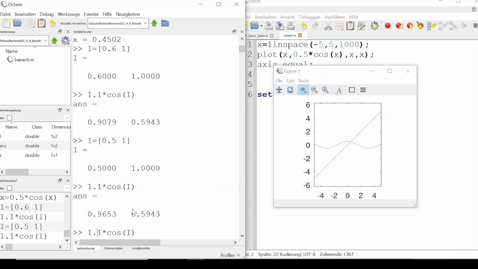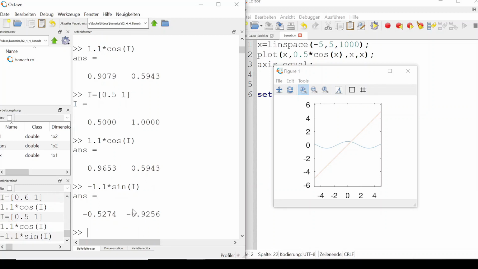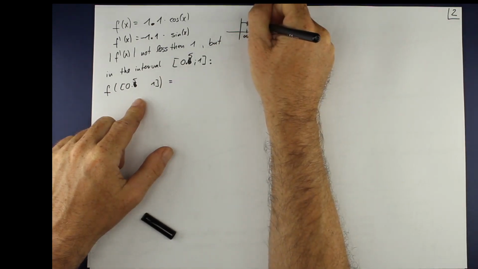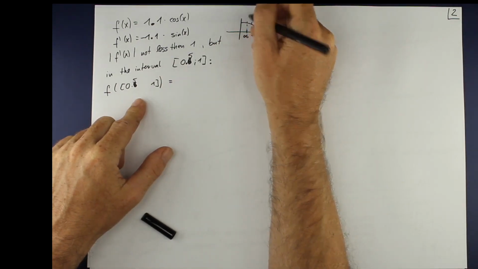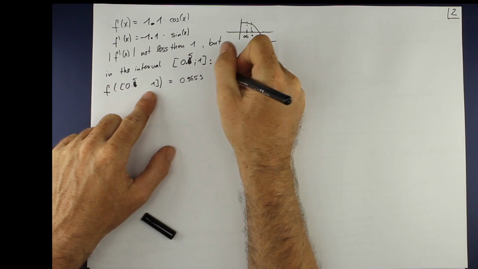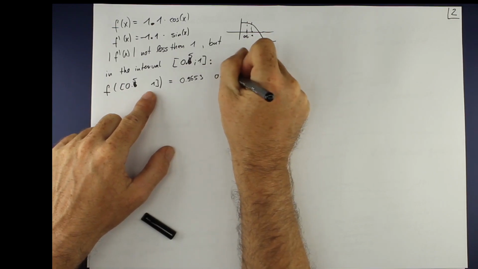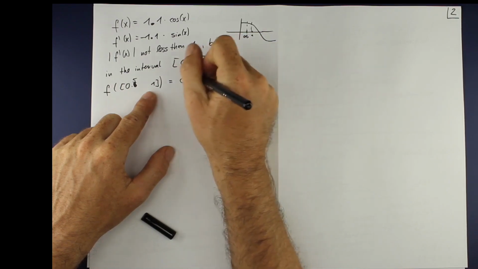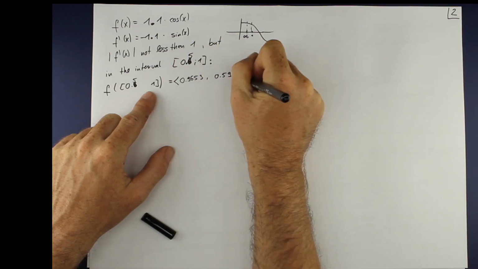And let's examine the derivative. This derivative is at most 0.9256, and this is less than 1. So we are in the following situation. This value was 0.9653, and this value was 0.5943, and so we have this interval, and let's use that notation.